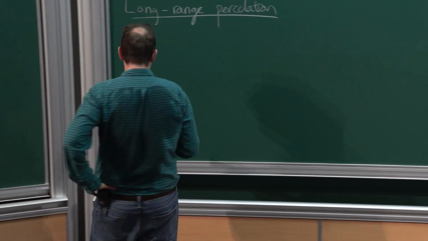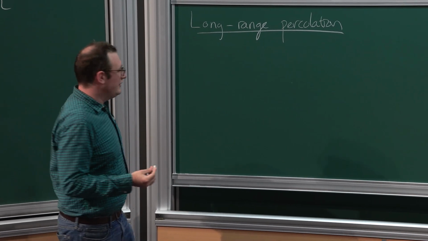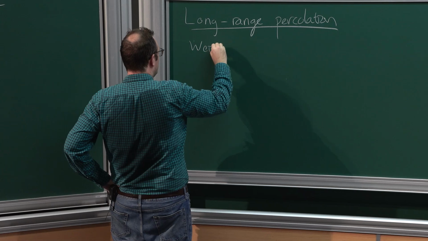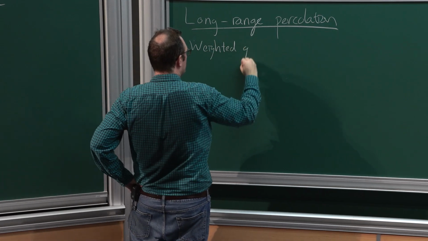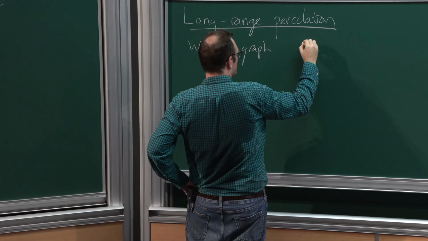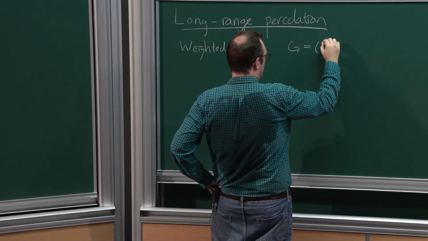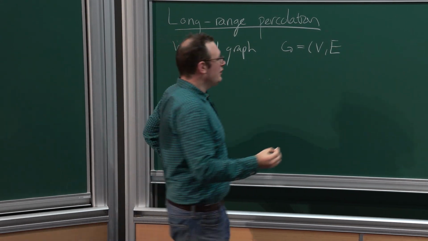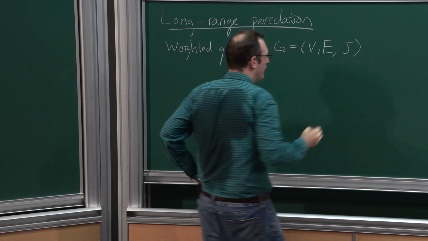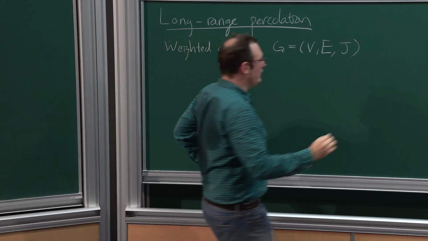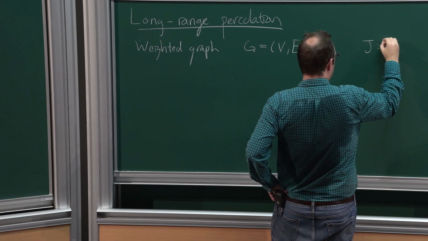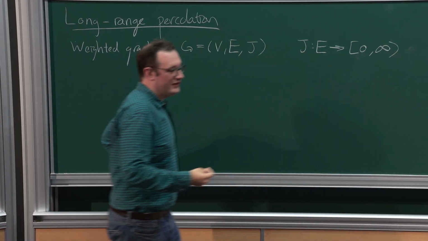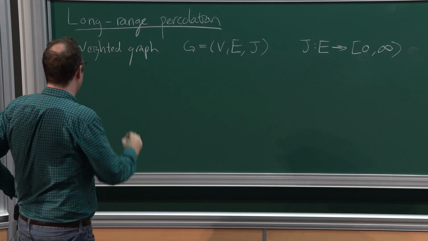So let me start by defining weighted graphs. So a weighted graph will be a triple, well, as usual in a graph, we'll have a vertex set and an edge set. We'll also have a weight function j, where j is a non-negative assignment of weights to edges.